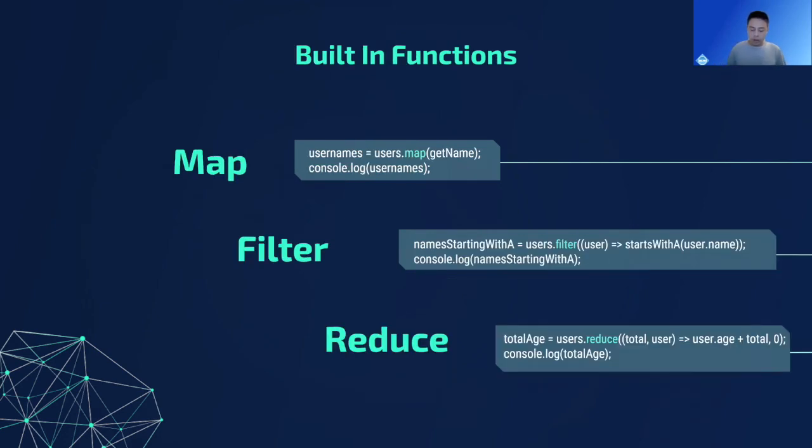Here we're going to look at the three built-in functions. For map, what we're doing in this case is getting the names of all the users in a database, and it puts that all into one array. For filter, we're looking for users whose names start with A, and that puts them inside our array. And for reduce, we're looking at the ages of all the users and adding them all together, and that gives a single value of the total of the ages.